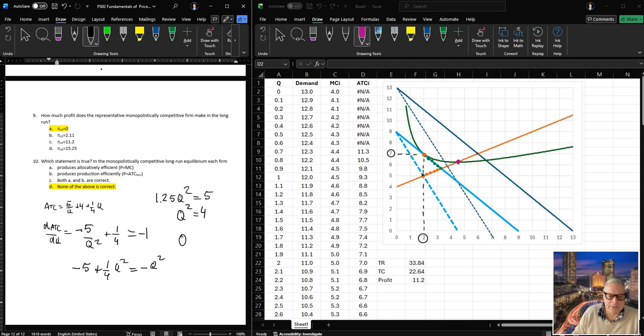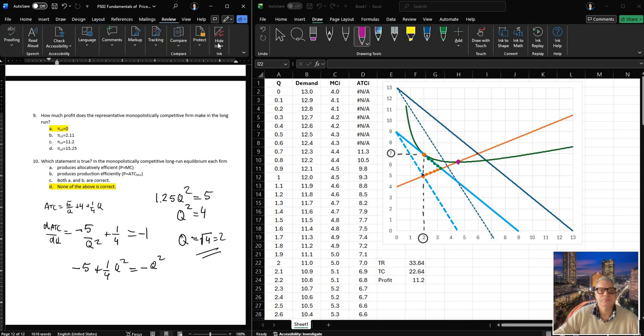So now we got it. Anyhow, this is correct. So then the square root of q squared is the square root of 4, which is 2. So this is how we can confirm that 2 is the optimum quantity that the individual firm in the long run monopolistically competitive equilibrium will choose.